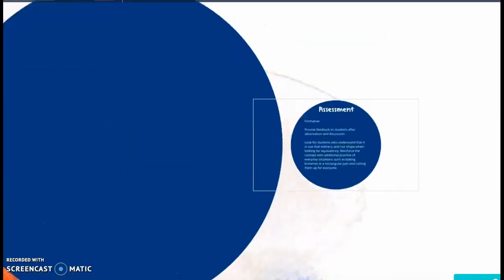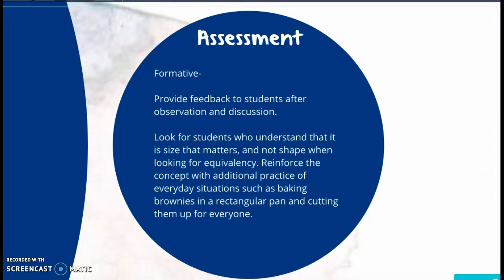To assess this, you're going to be providing feedback to students throughout their work. It's ongoing assessment, okay? You want to look for students who understand that it is the size that matters, not the shape when looking for equivalency. Reinforce the concept with additional practice of everyday situations, such as baking brownies in a rectangular pan and cutting them up for everyone.